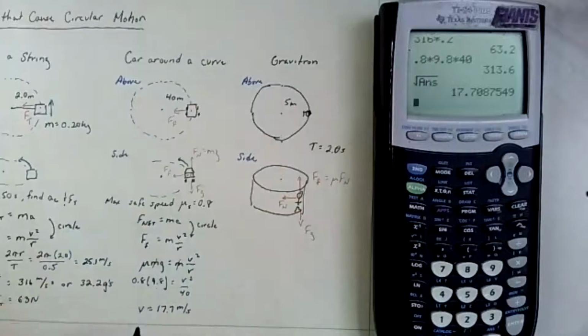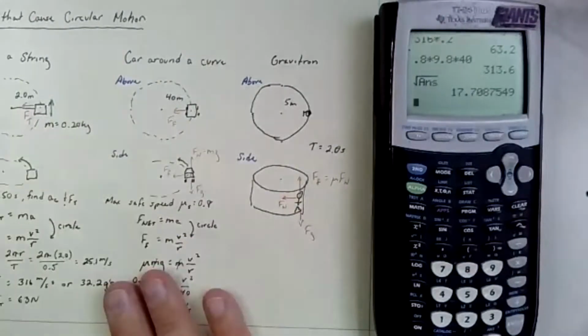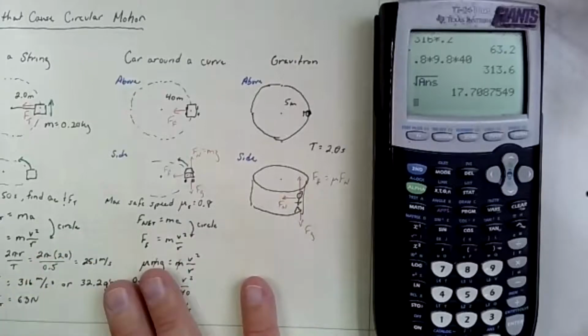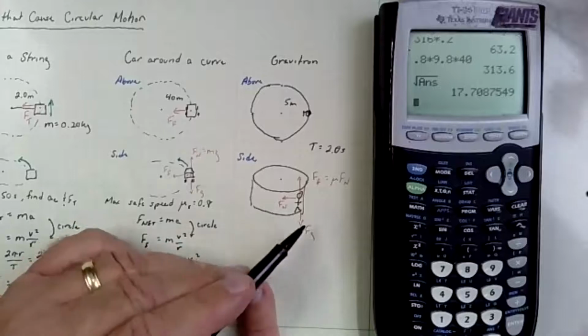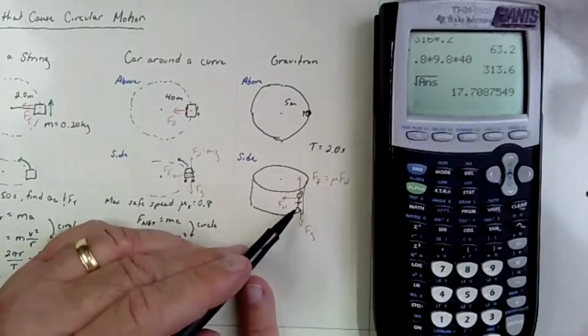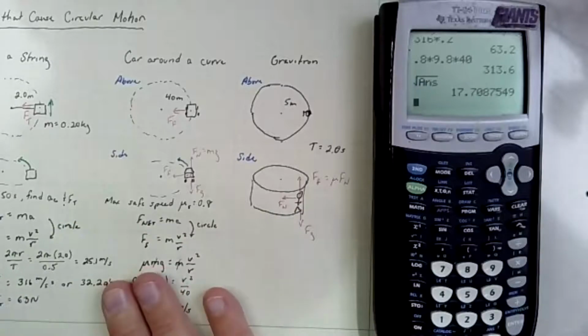So this is an interesting example because it brings up this idea that the normal force is always perpendicular to the supporting surface. But remember, there's no floor on this, and it needs to spin fast enough. So just the force of friction is going to keep the person from slipping downward.